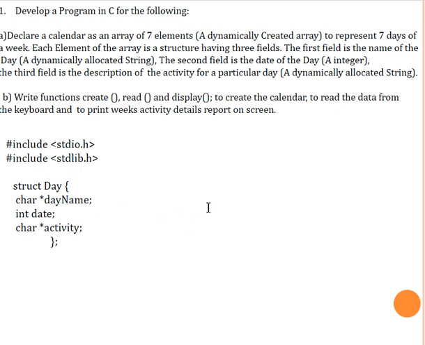As mentioned, we need to declare a calendar which consists of 7 elements. The 7 elements form a dynamically created array, which is why the memory allocation is dynamic. To represent the 7 days of a week, each element of the array is a structure having 3 fields. The 3 fields are the day, which is a dynamically allocated string, the date of the day, and the activity which we are going to perform on that particular day.